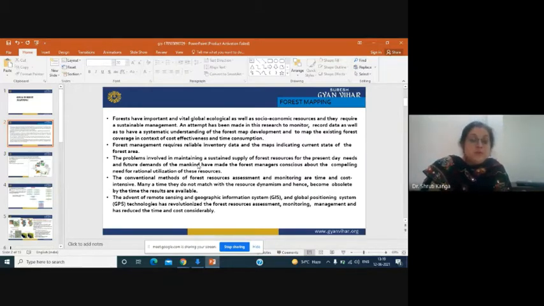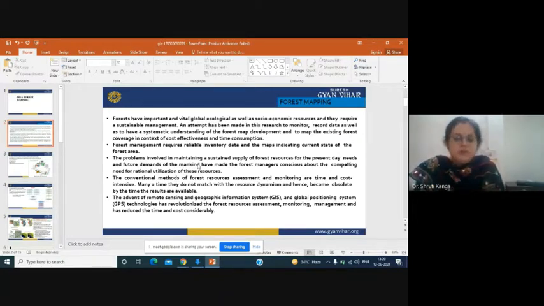Then the problem involved in maintaining this sustained supply of forest resources for the present day need and the future demands on mankind has made forest managers conscious about the compelling need of rational utilization of the resources. So the problem is involved in maintaining the sustained supply of forest resources.